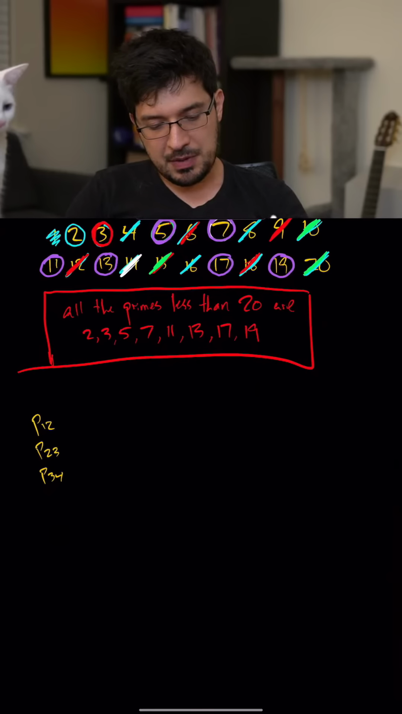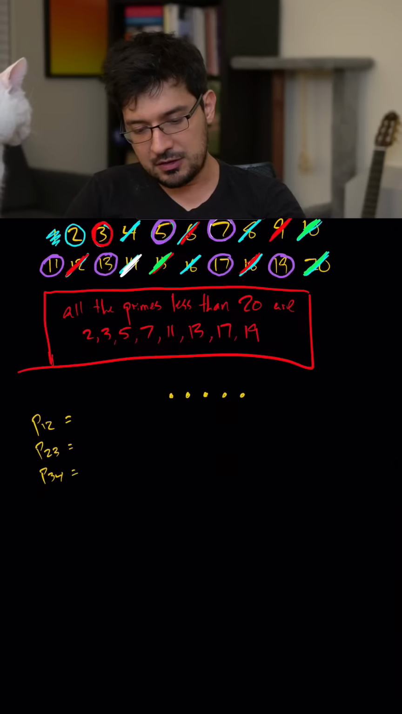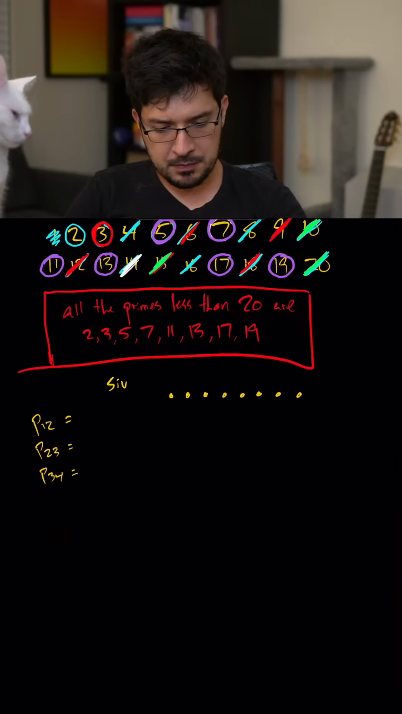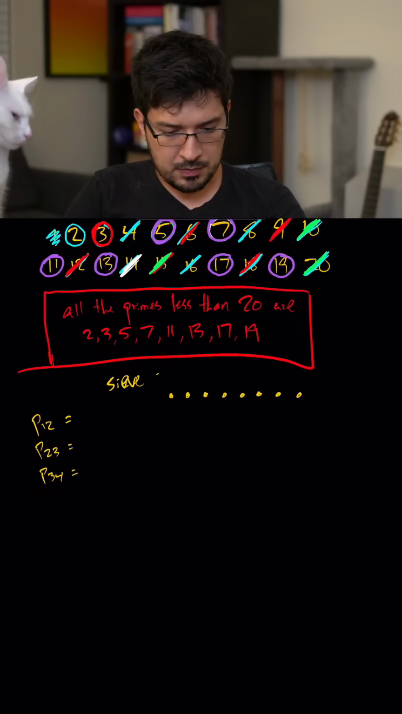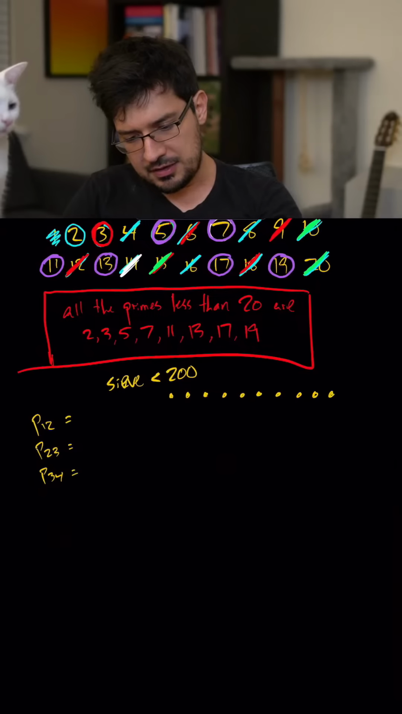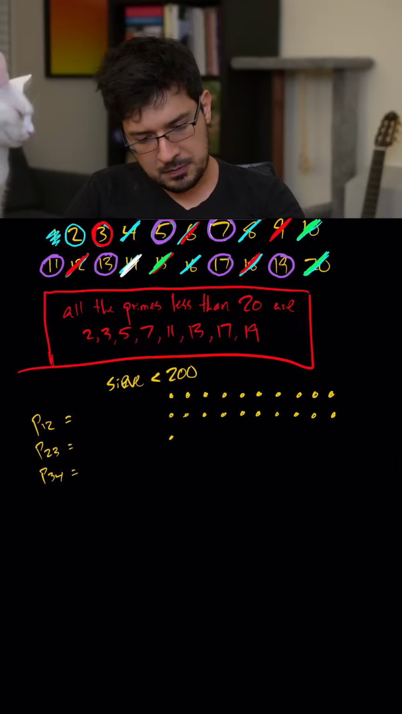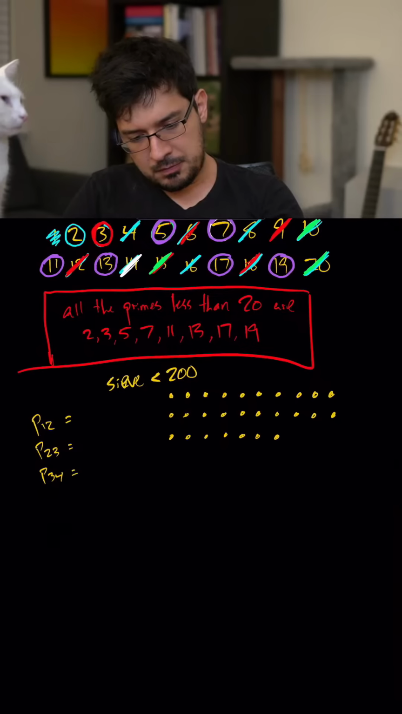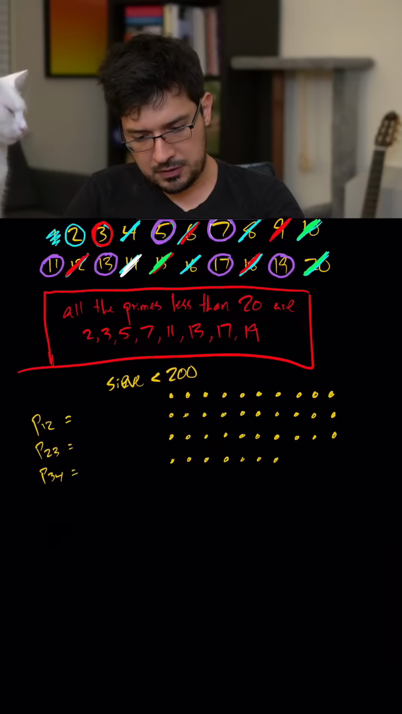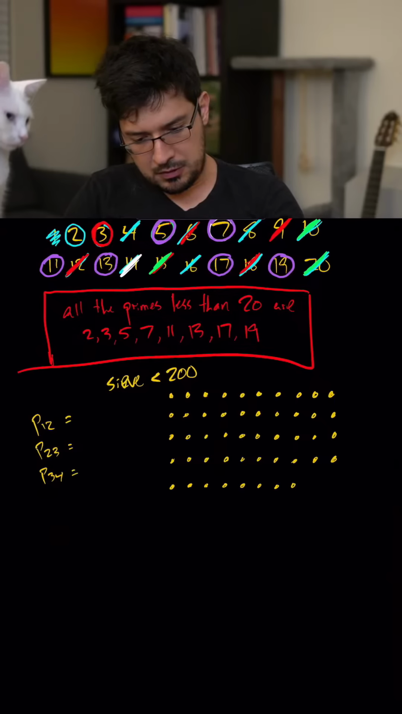I bet I'm going to have to generate a pretty large sieve. I think I'm going to have to get all primes less than 200. Let's sieve less than 200. 1, 2, 3, 4, 5, 6, 7, 8, 9, 10. So what I'm going to do is draw dots. 1, 2, 3, 4, 5, 6, 7, 8, 9, 10.